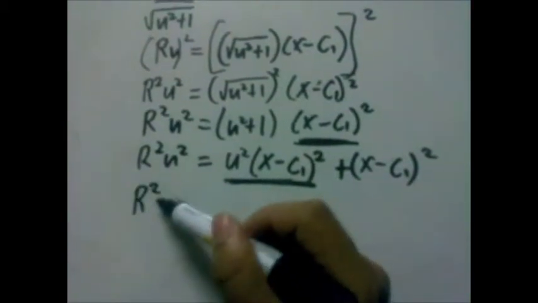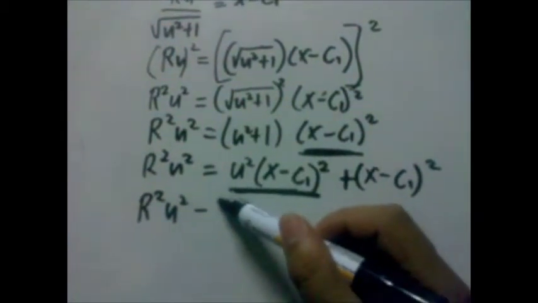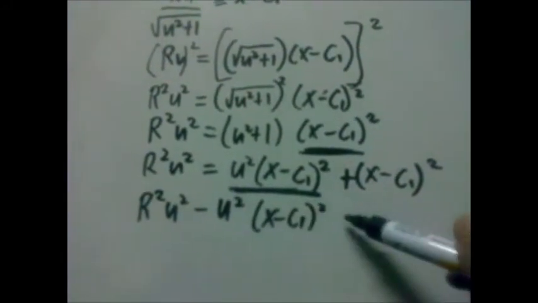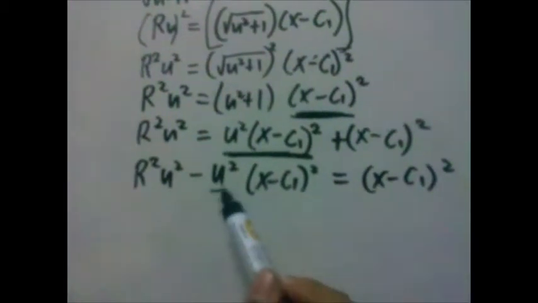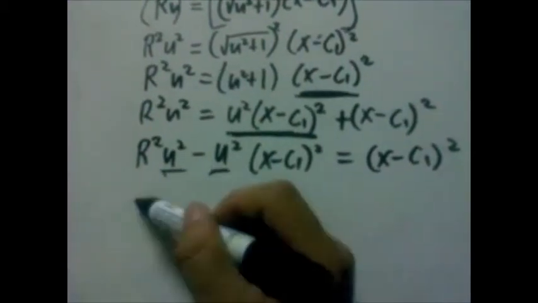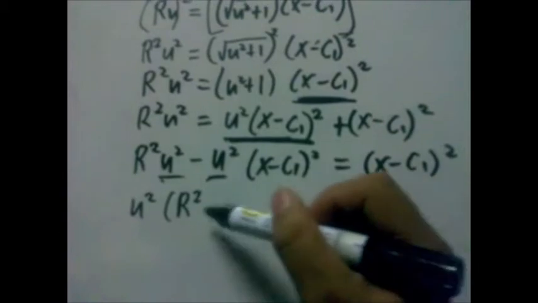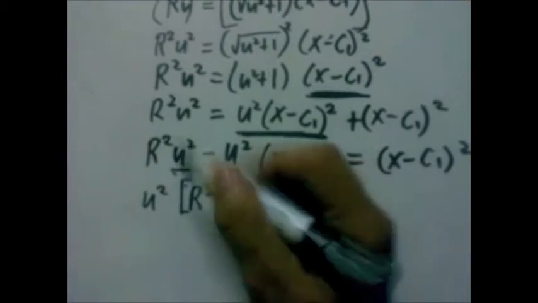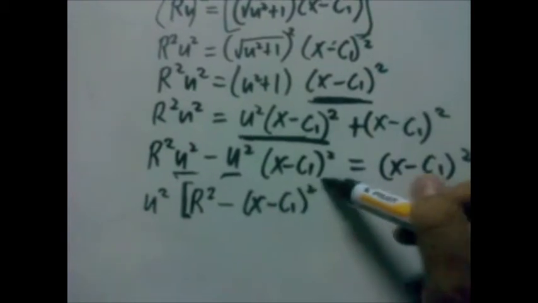So r squared u squared minus u squared x minus c1 squared is equal to x minus c1 squared. As I said, there is a common term, which is u squared. So u squared will be factored out. So r squared minus, okay, so that we could use proper parentheses, inside c1 squared.